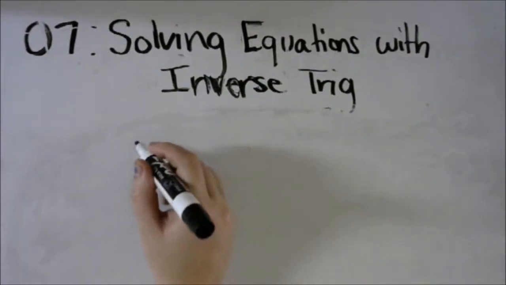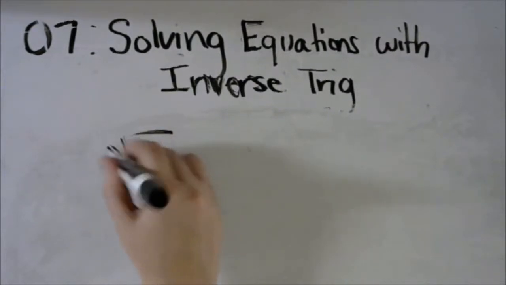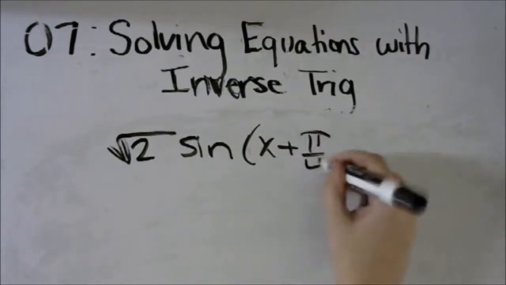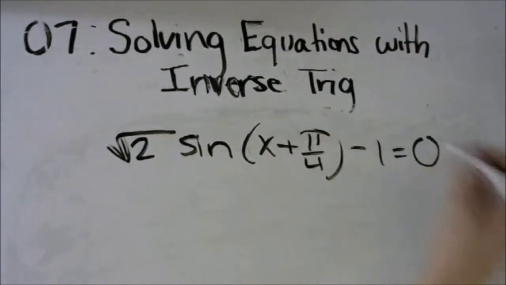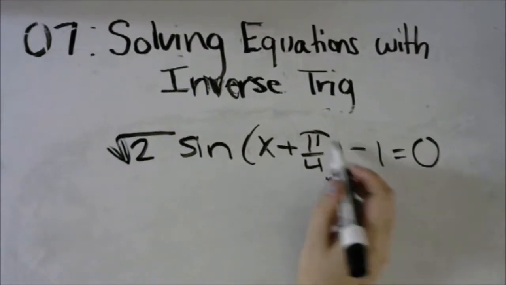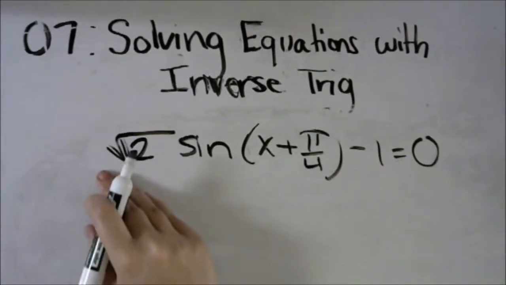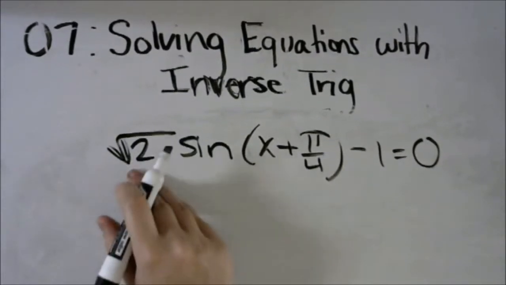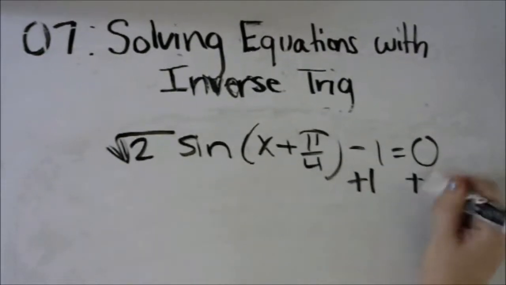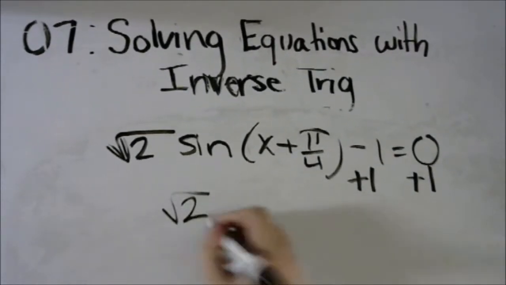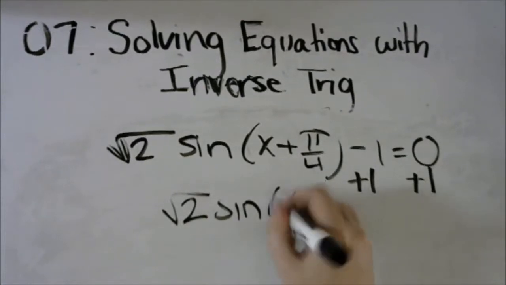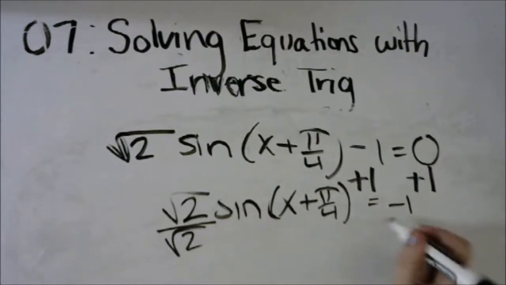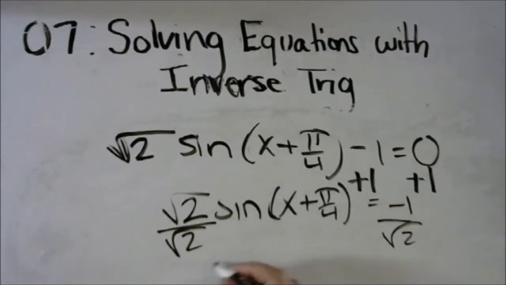For this example, we're going to increase the difficulty by adding additional operations in order to solve the equation. So take a look at this. Notice that there's an operation in the input as well as operations outside of the trig function. We're going to begin by using inverse operations on the outer portions. So we'll add 1 to both sides. We'll divide both sides by radical 2, and at the same time, we'll go ahead and rationalize our denominator.